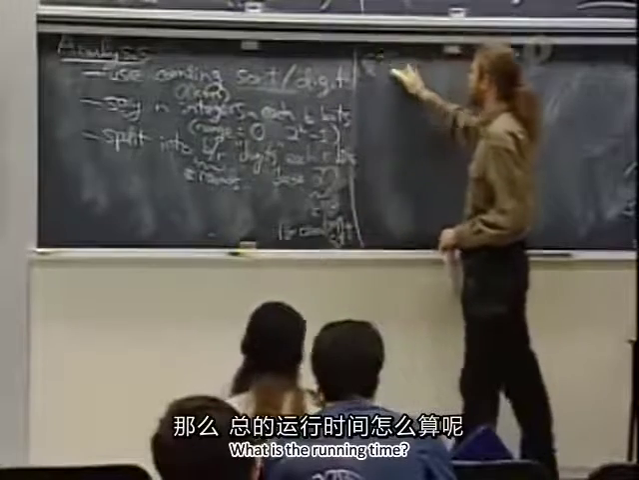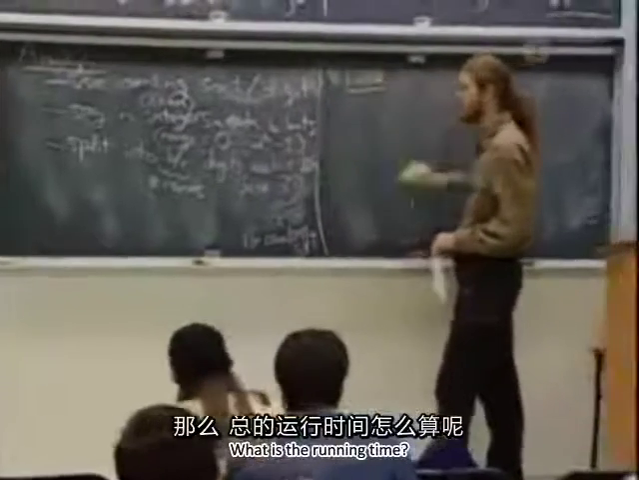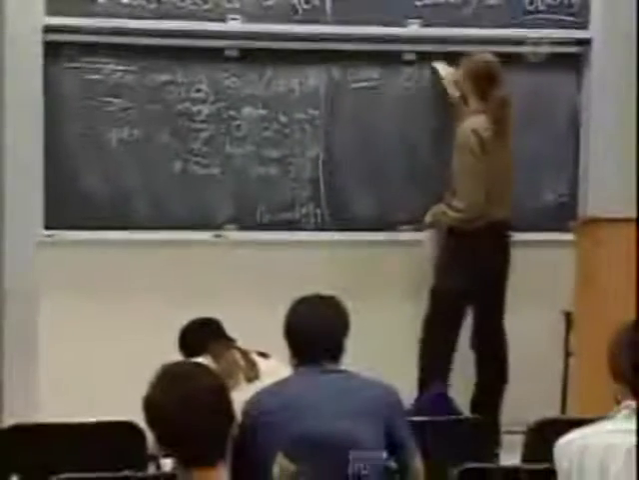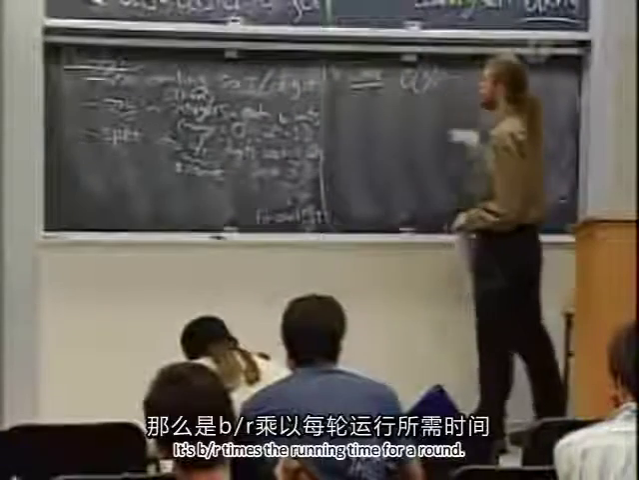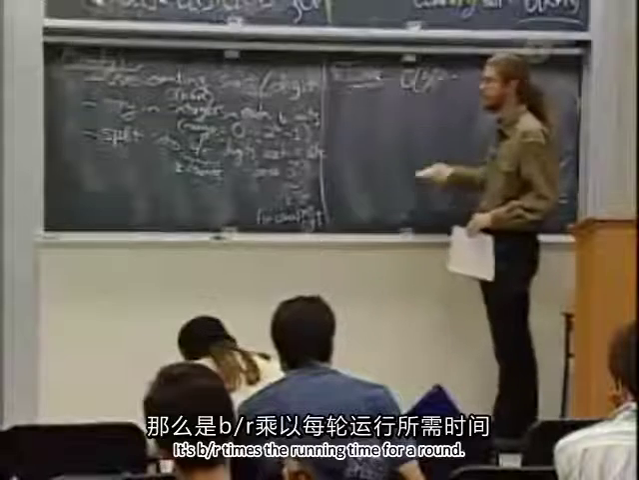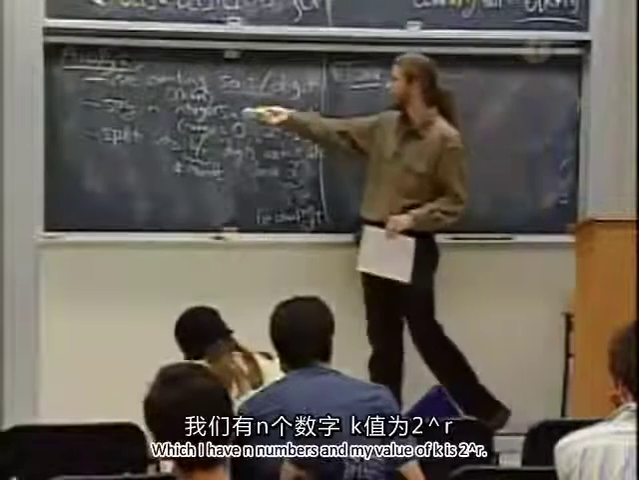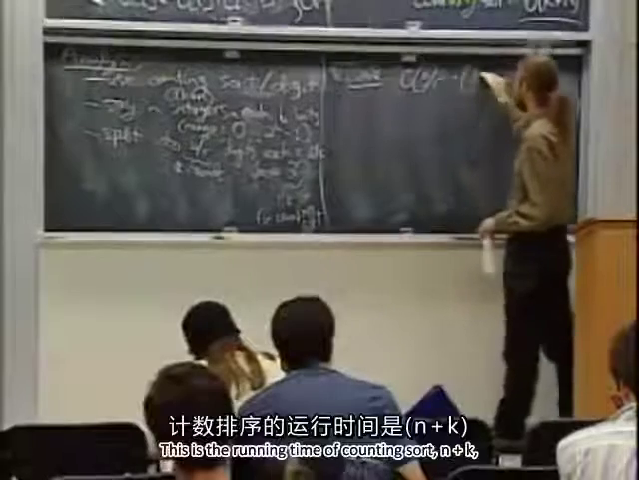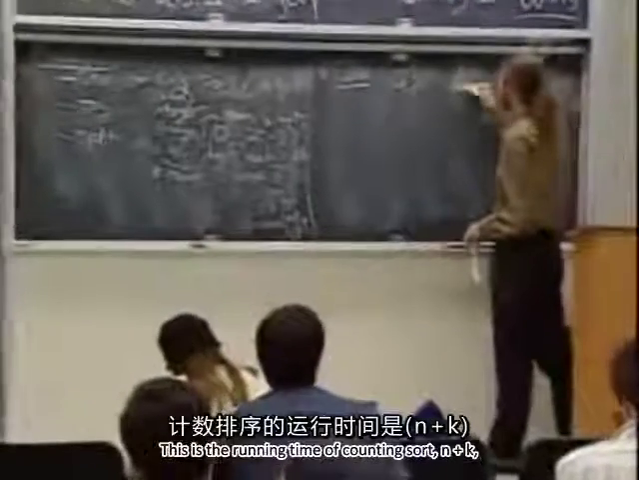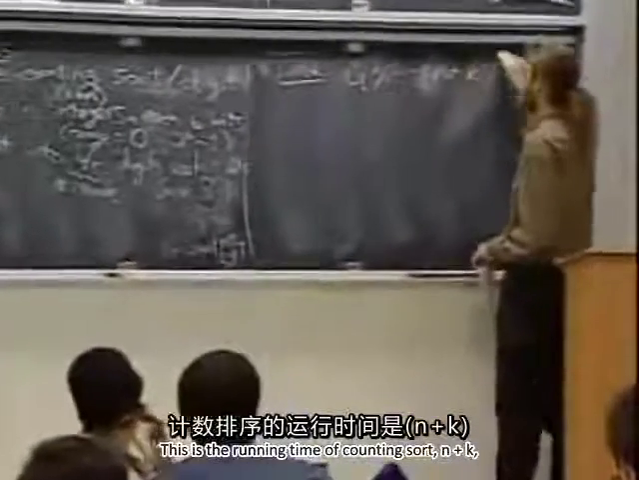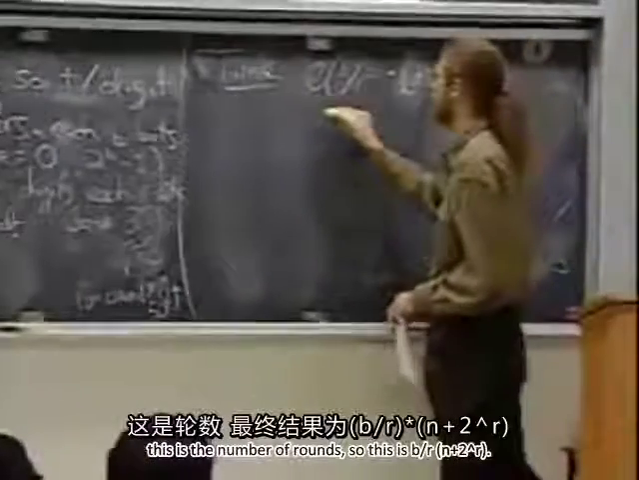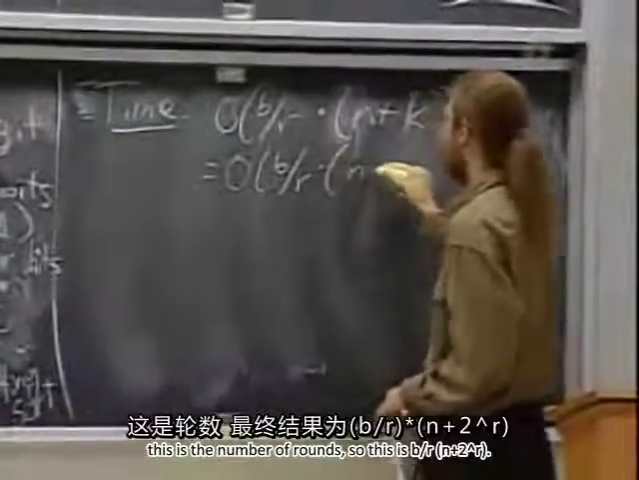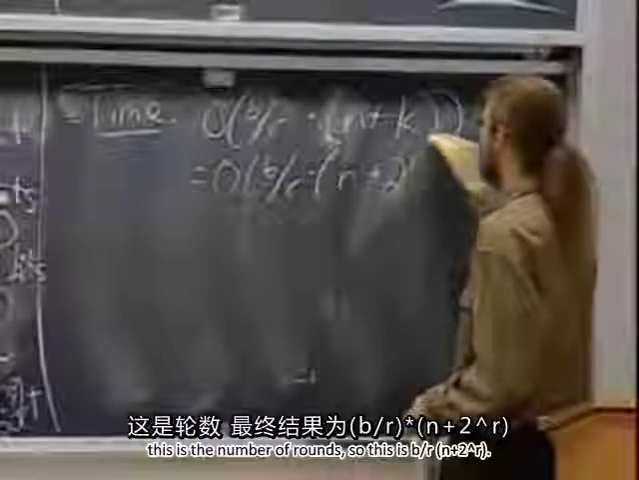Okay, so what is the running time? Well, I have b over r rounds. So it's b over r times the running time for a round, which I have n numbers, and my value of k is 2 to the r. So this is, why don't I write it down? This is the running time of counting sort, n plus k. This is the number of rounds. So this is b over r times n plus 2 to the r.